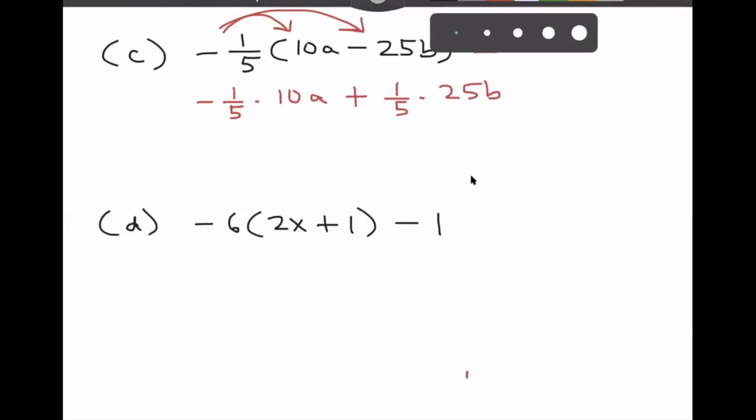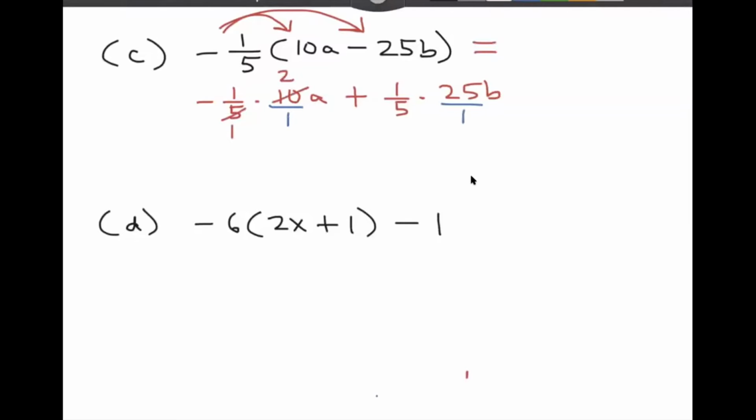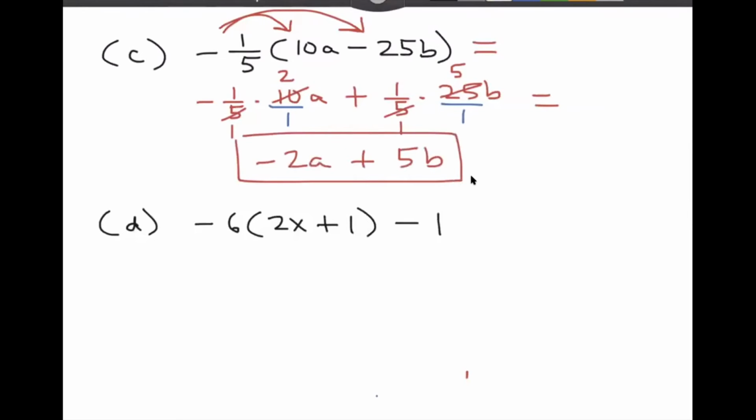When you multiply a number times a fraction, a lot of people find it helpful to sneak a 1 under the whole number. And then we can take out our common factor, which is 5. 5 divided by 5 is 1. 10 divided by 5 is 2. 5 divided by 5 is 1. 25 divided by 5 is 5. So my final answer is going to be -2a plus 5b, which looks a whole lot nicer than what I started with. That's why we call it simplifying.